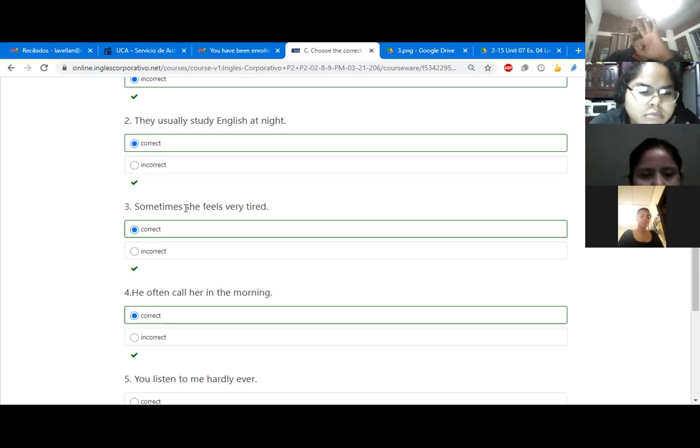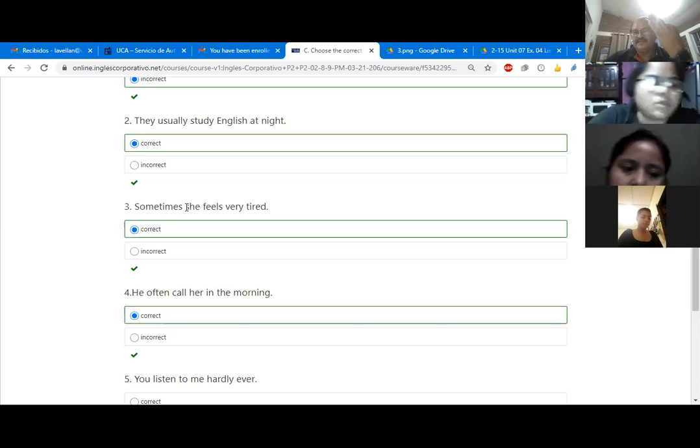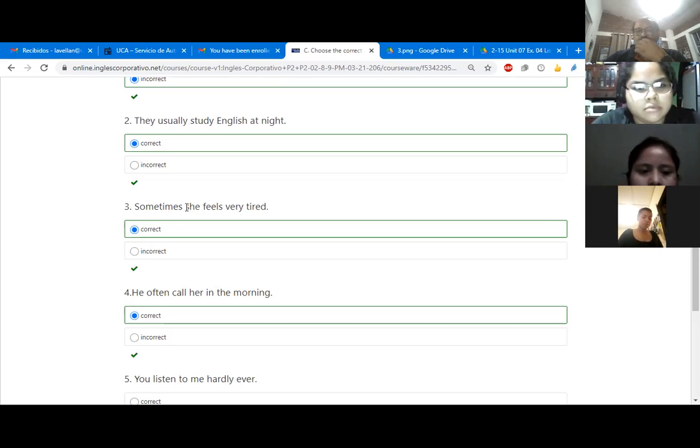But sometimes, les dije que se salía de la regla, right? Sometimes has three different positions. Sometimes she feels very tired. She sometimes feels tired, or she feels very tired sometimes. And the three forms are correct. And I can use the verb in all forms. In past tense? Yes. Sometimes she felt tired in past tense. Sometimes you will feel tired. In future. Okay, yes, the tense, the verb, no problem. Okay, thank you.